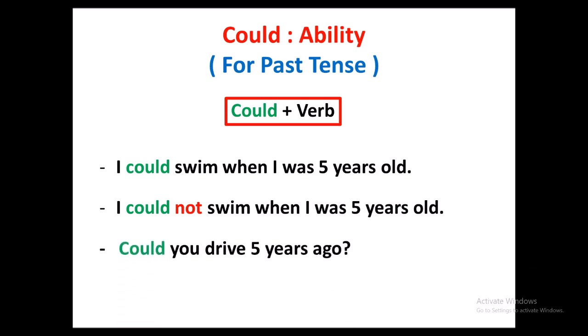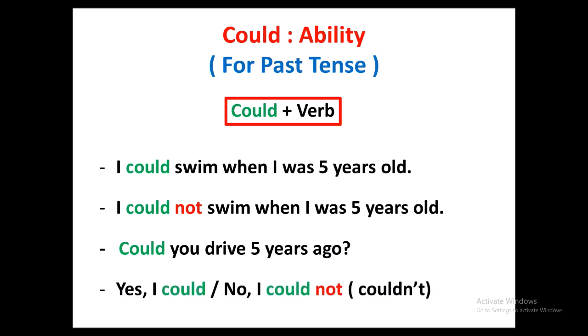Okay. Could you drive 5 years ago? Five years ago, could you drive or not? And yes, I could. If you could not drive, you can say, no, I could not. So we use could here for the ability of what you could do in the past, which is past tense, like 10 years ago, what could you do. And now we use can, which is present tense. Okay, let's move on to another one.